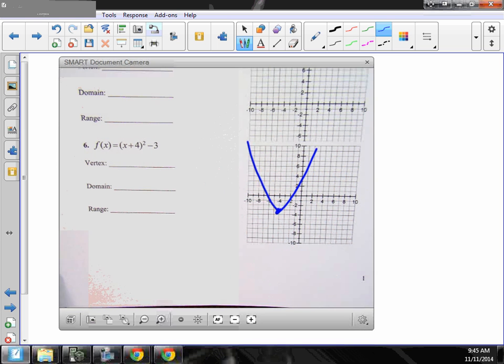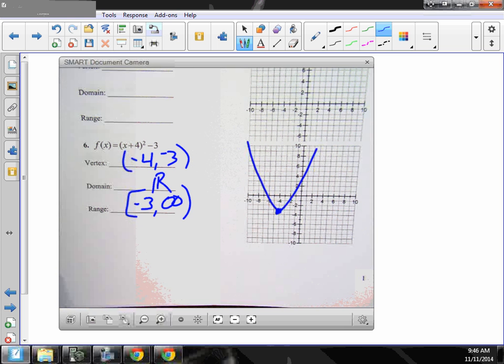The vertex is the coordinate of either the minimum or the maximum, depending on which direction it faces. What is the vertex? Negative 4, negative 3. Okay, what is the domain of this function? All real numbers. What is the range of this function? It goes as low as negative 3 and as high as infinity. Is negative 3 part of the range? Yes, because it actually is the vertex, like that.